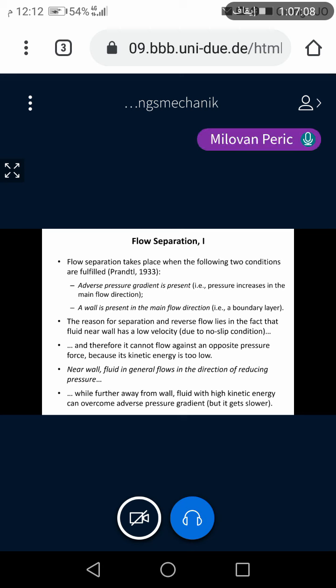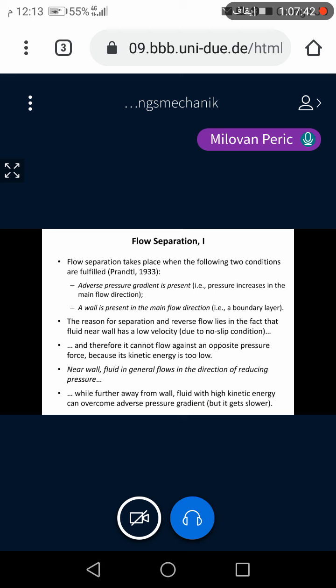Now the reason for separation and reverse flow is that fluid near wall has a low velocity, so as soon as there is a wall there, and the viscous effects are taken into account, near wall, at the wall exact velocity is zero, and then if you have a flow along the wall, it will be slowed down near wall, and basically near wall fluid in general follows the direction of reducing pressure.